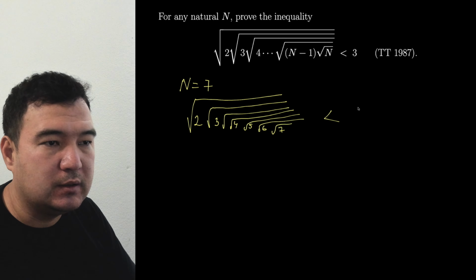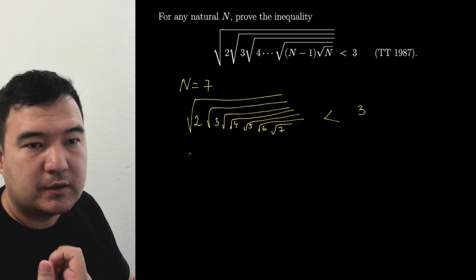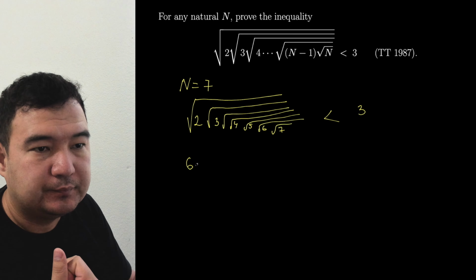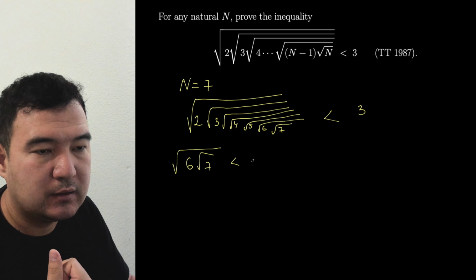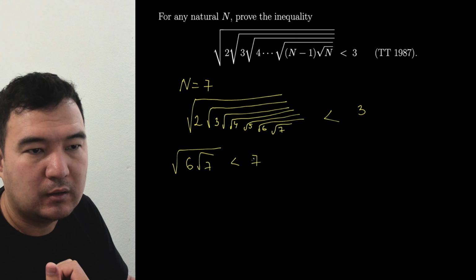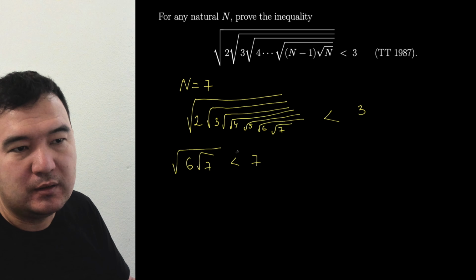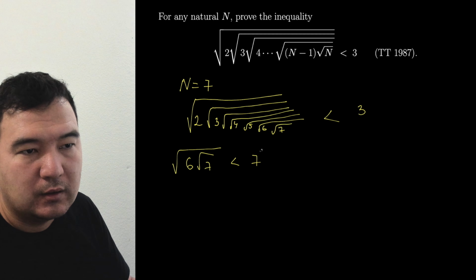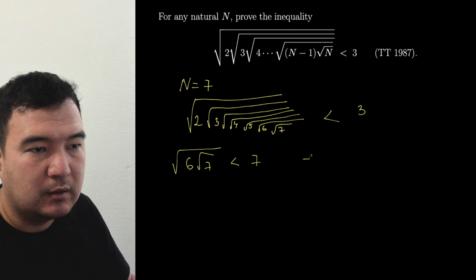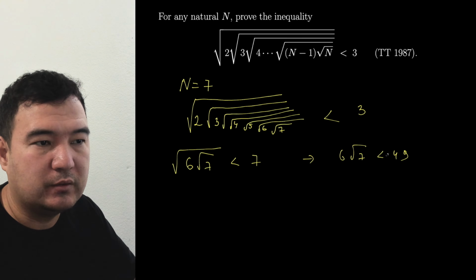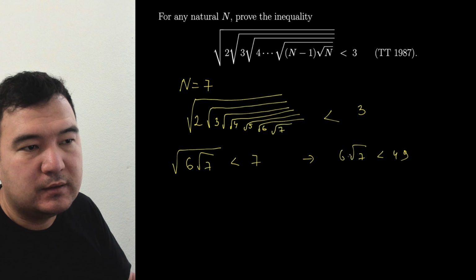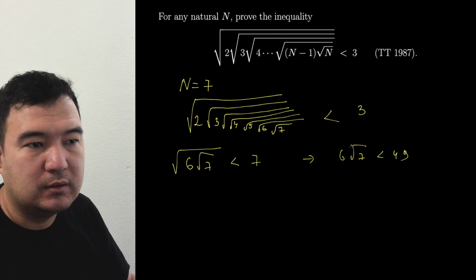We want to prove that this is less than 3. So the process is the following. If I start with the first one, say this number is less than 7. That's because if you take the squares, here you get 49, and this is 6 root something. That's obviously true. This is less than 49. Take the squares of both sides, and this is 6 times a number between 2 and 3, so approximately 20, and then this is 49.